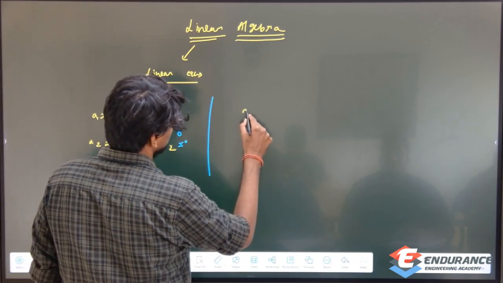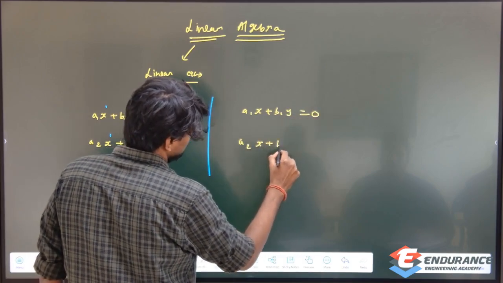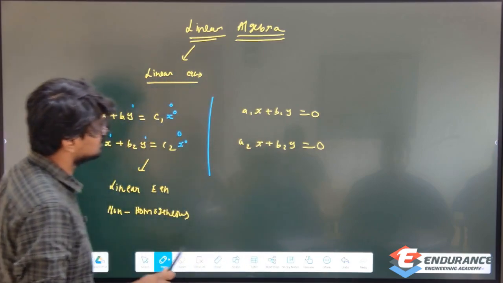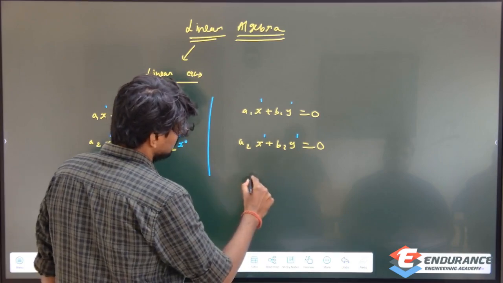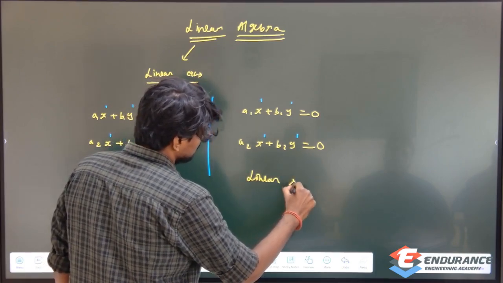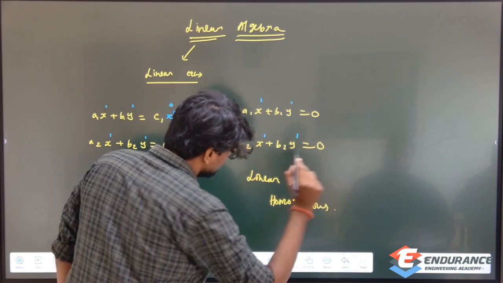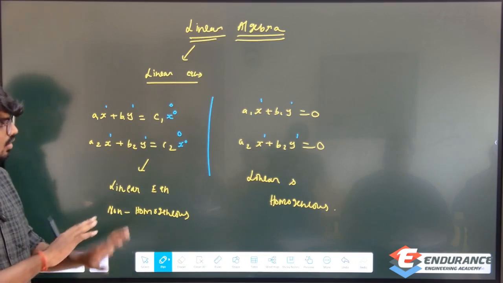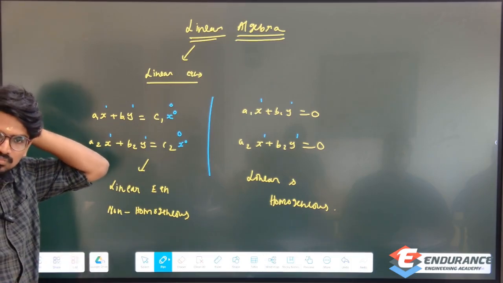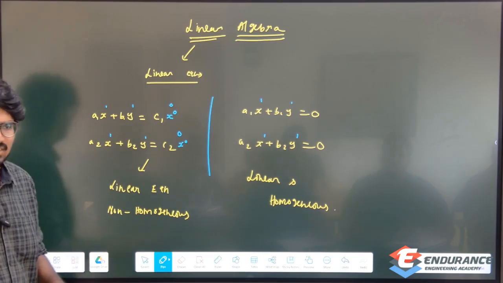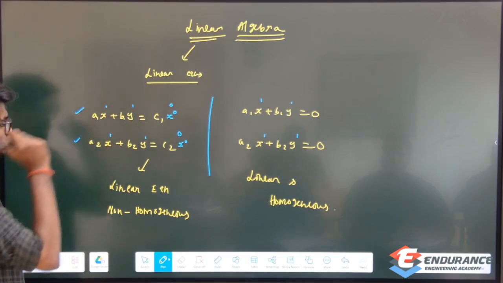For example, the same thing, a1x plus b1y is equal to 0, a2x plus b2y equal to 0. What is this equation? It is linear because the maximum power is 1, and also it is homogeneous because the power remains the same throughout. So it is linear and homogeneous. But what type of curve does it correspond to? Obviously a straight line because the power is 1. So each corresponds to a straight line.